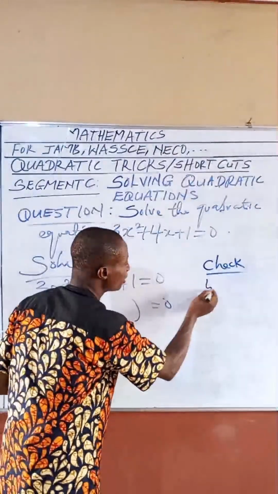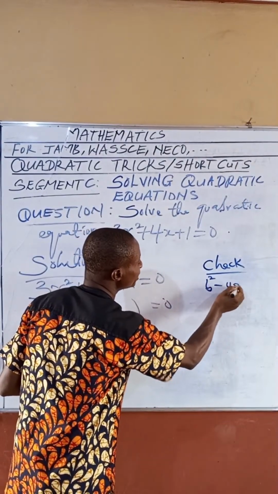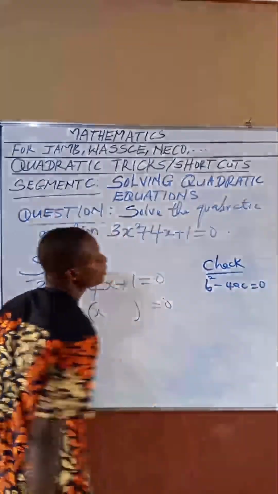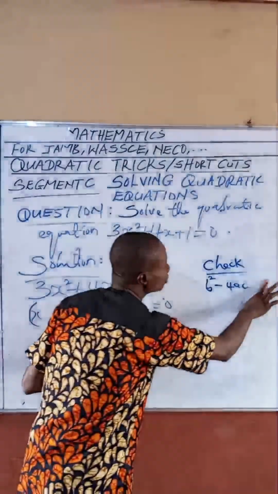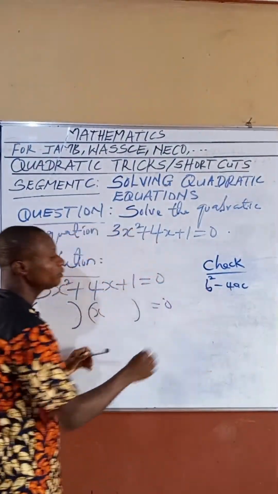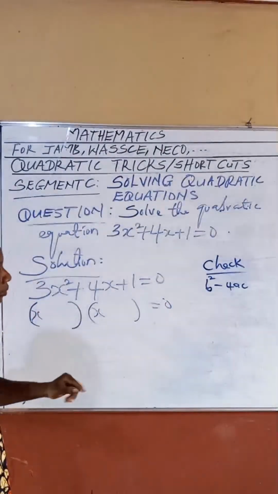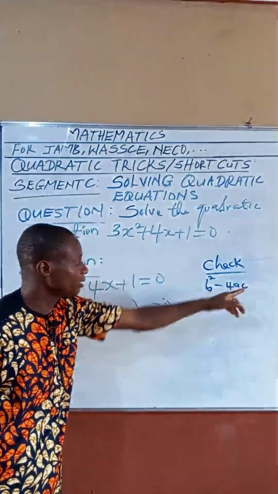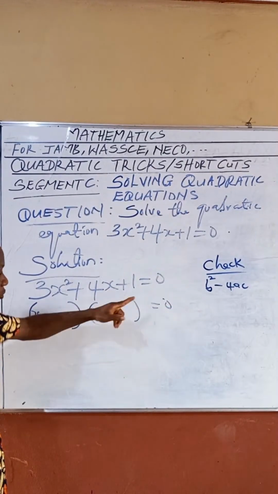b squared minus 4ac must be equal to what? It doesn't have to be equal to 0. It must be a perfect square. b squared minus 4ac must be a perfect square. If it's not a perfect square, we cannot factorize it.